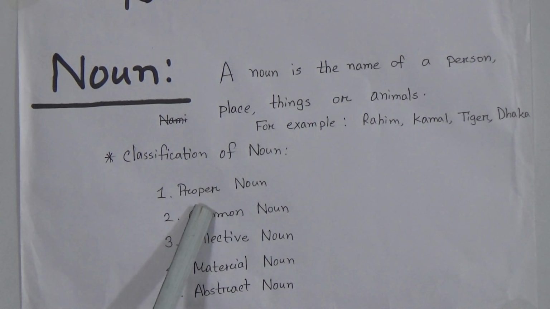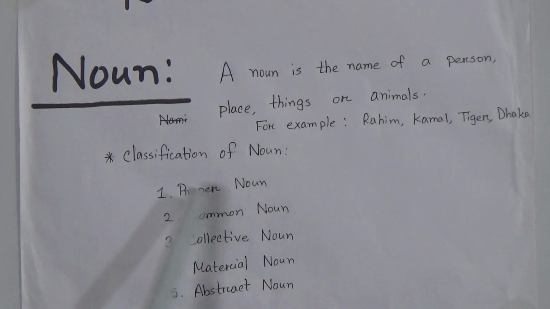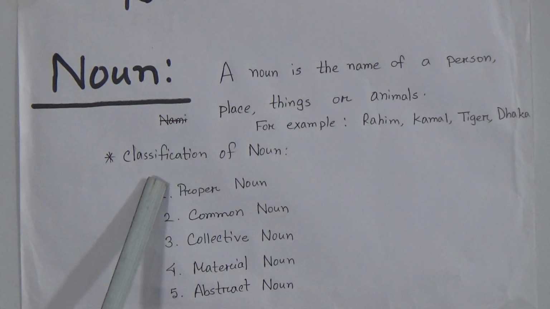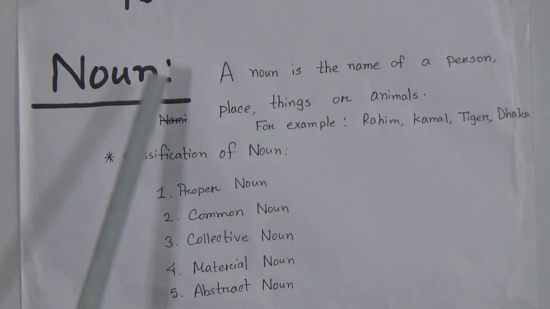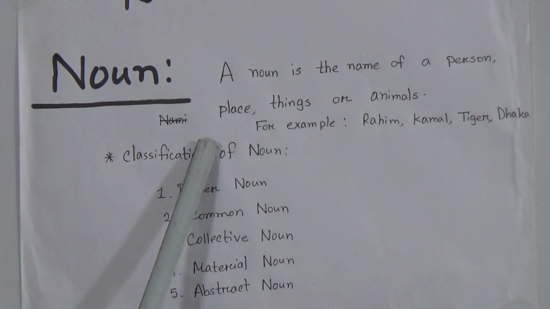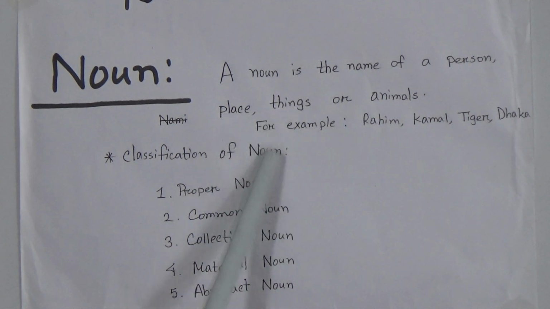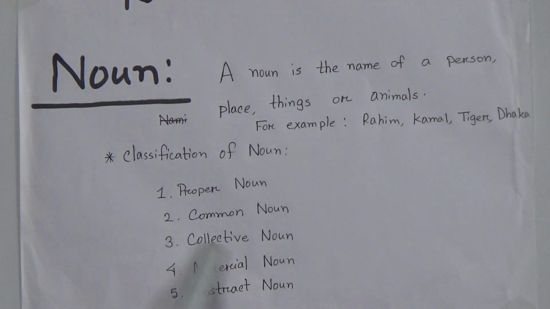Dear students, from our book we will discuss these two types of nouns. What are they? Number 1, proper noun, and number 2, common noun. We will learn these 2 types of nouns from our first chapter. Here we have found that a noun is the name of a person, place, things or animals. We have found some examples already too. Then we will learn about its classification, and now we are going to learn about these 2 types of nouns.